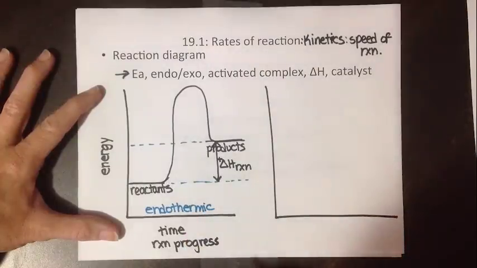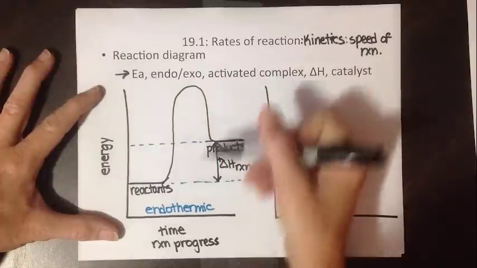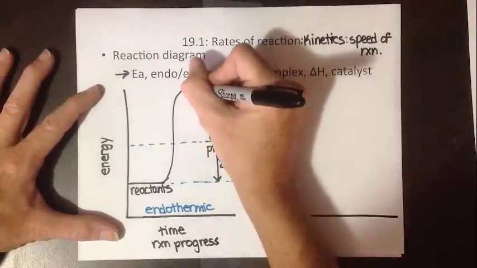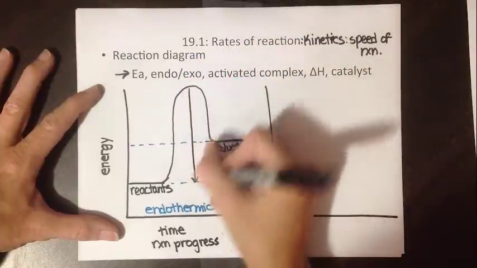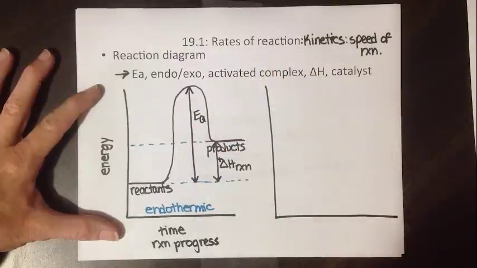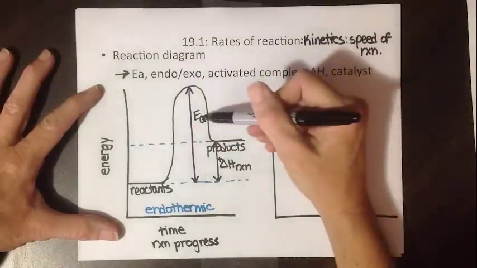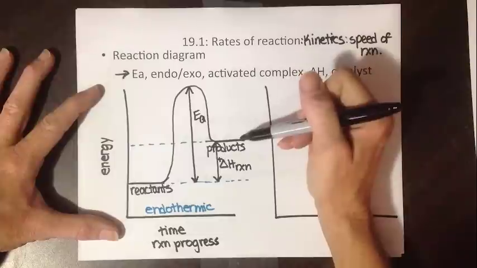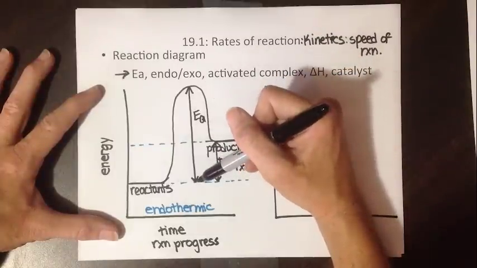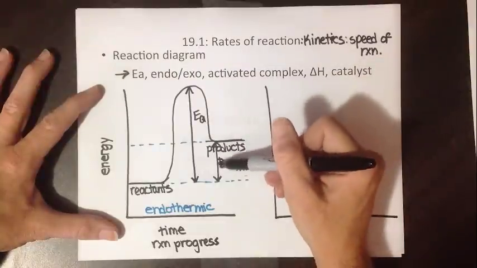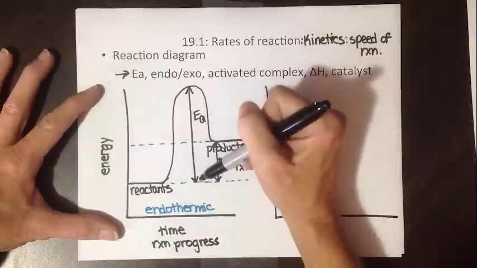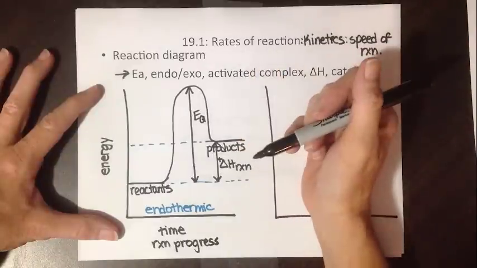The other thing we should label on here is the distance between the top of the hill and the reactants. The distance between the top of the hill and the reactants is the activation energy. In order to make this reaction occur, you need to add this much energy to get it started. So this is the energy change of the reaction, and this is the energy needed to get this reaction started. It takes more energy to get this reaction started.